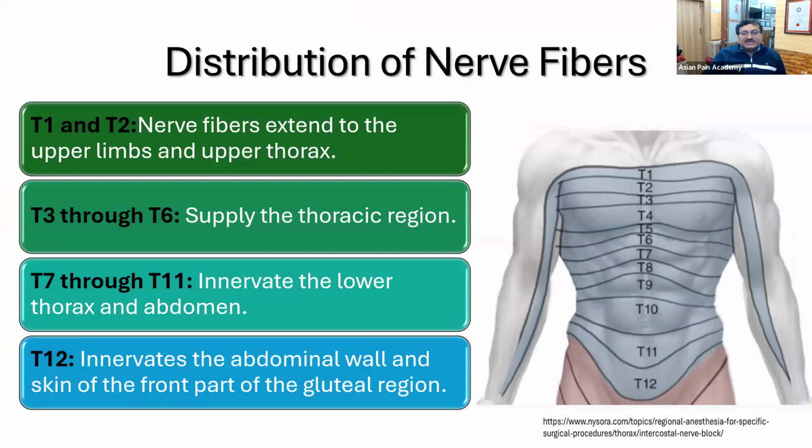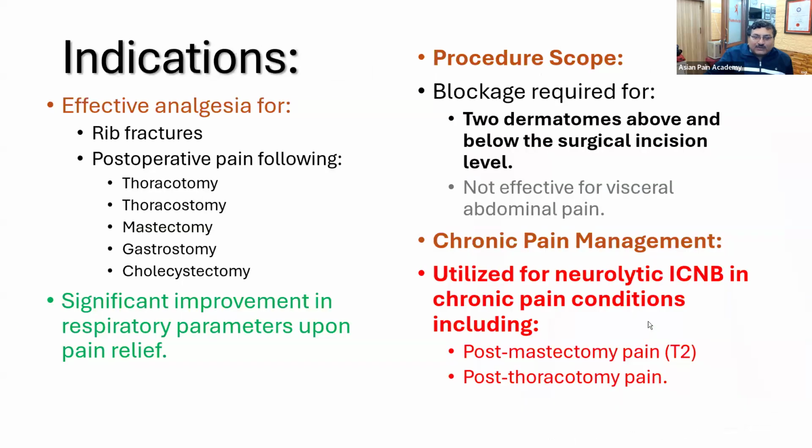Now coming to the distribution of the nerve fibers. T1, T2, along with the thoracic area, supply a portion of the upper extremity as well. T3 to T6 supply mainly the thoracic region. T7 to T11 innervate the lower thorax and abdomen. The umbilical portion is supplied by T10, whereas T12 innervates the abdominal wall and the skin in the front part of the gluteal region. So depending on the area, we have to put our block.